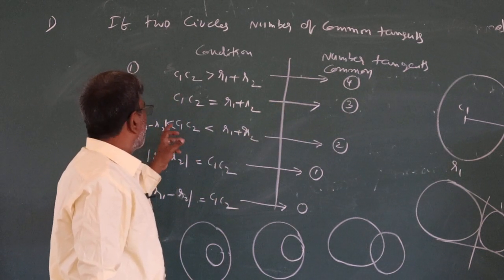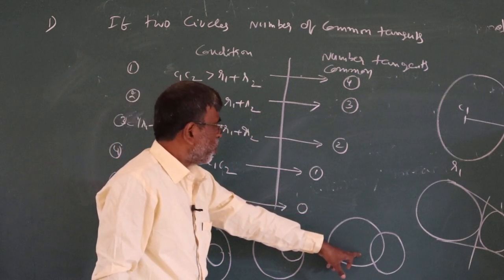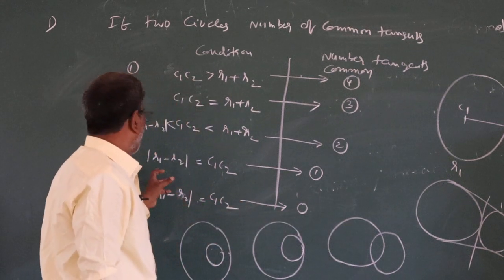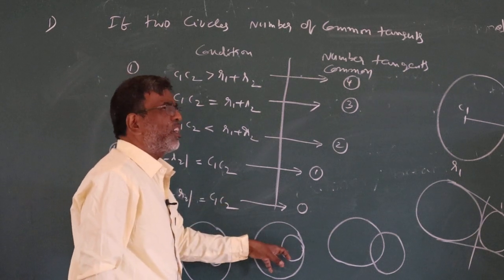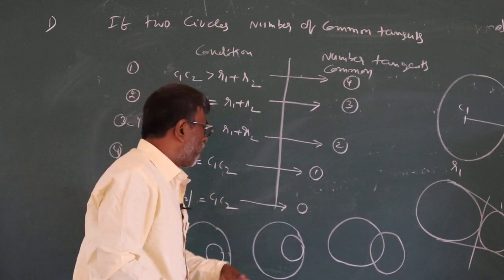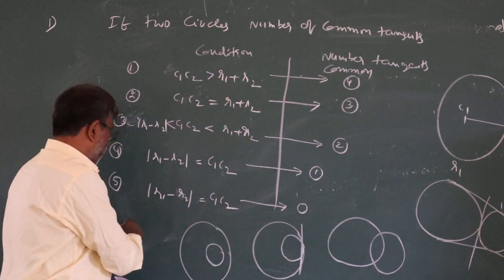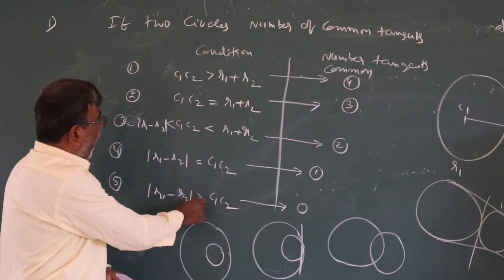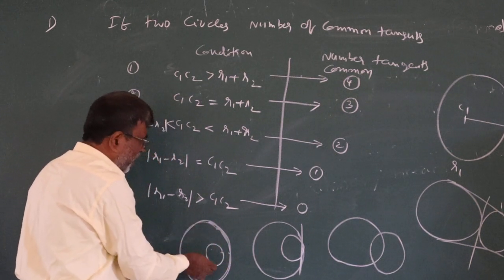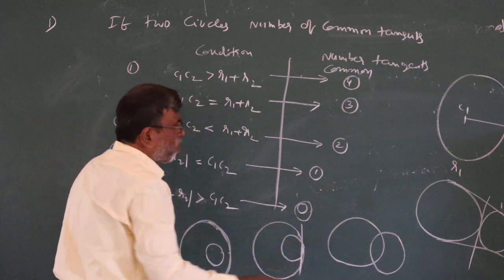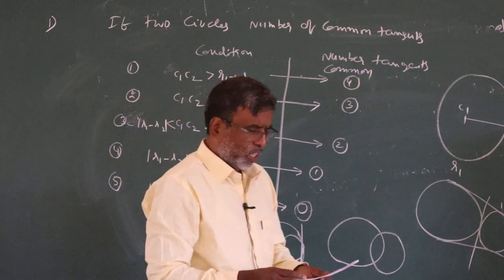Mod of R1 minus R2 less than C1C2 less than R1 plus R2, the intersecting circles, only 2 common tangents are possible. Mod R1 minus R2 equal to C1C2, one touches the other internally, only 1 common tangent is possible. Here mod R1 minus R2 greater than C1C2, one circle lies inside the other, no common tangents are possible, the number is 0. So this is the first shortcut formula.